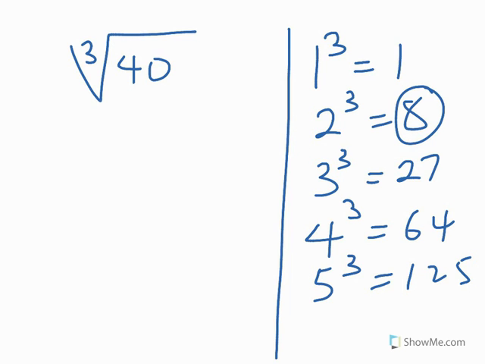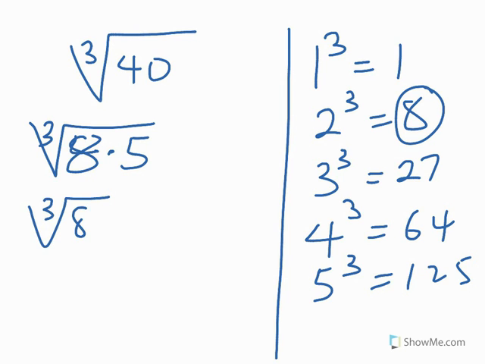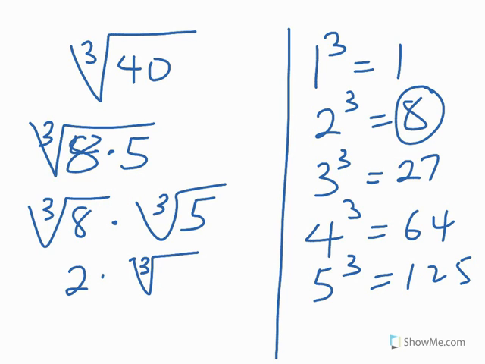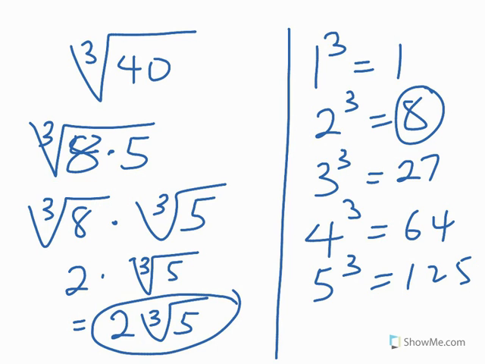So this will be a cube root of 8 times 5, right? So this is a cube root of 8 times a cube root of 5, right? So this is 2 times cube root of 5, which is what? 2 cube root of 5. That becomes the answer, 2 cube root of 5.